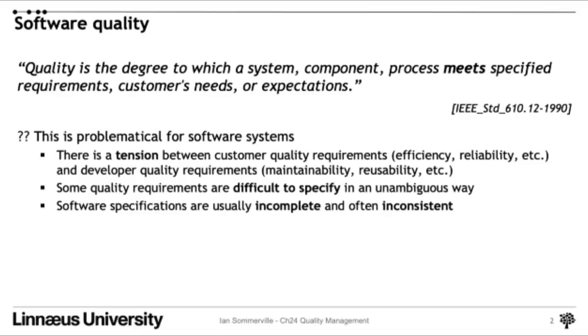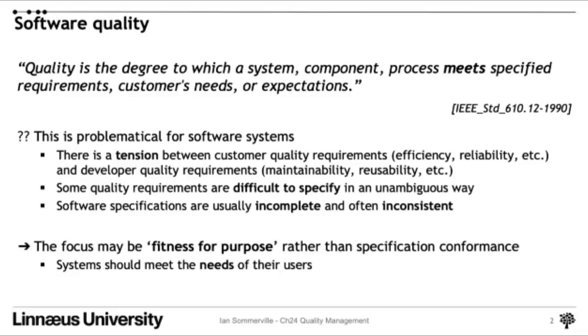Usually software specifications are incomplete and often inconsistent. You remember we discussed, and you also saw in the requirements engineering module, how difficult it is to interact with the customer and let the customer clearly express their requirements. And when talking about quality, it is even more difficult. So the focus in this sense should be on fitness for purpose rather than on specification conformance. The system should meet the needs of the users.